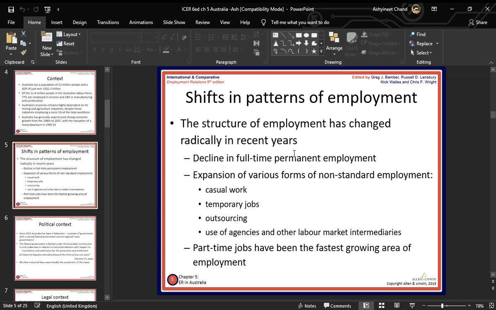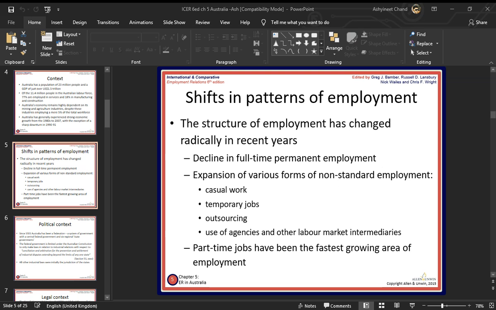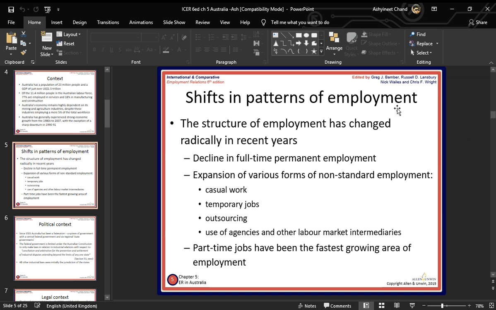Shifts in patterns of employment. The structure of employment has changed radically in recent years. And how has it changed? There is a decline in full-time permanent employment. There is expansion of various forms of non-standard employment, such as casual work, temporary jobs, outsourcing, use of agencies, and other labor market intermediaries. Part-time jobs have been the fastest growing area of employment.